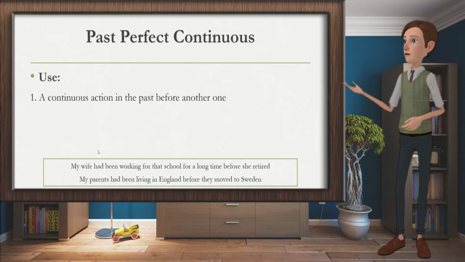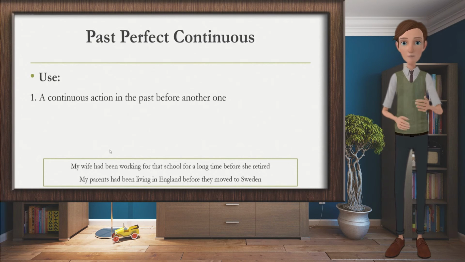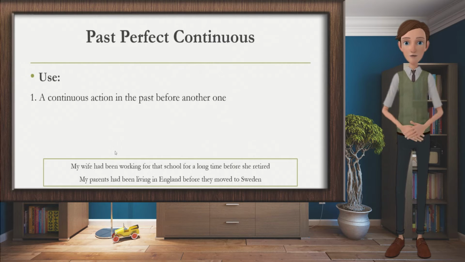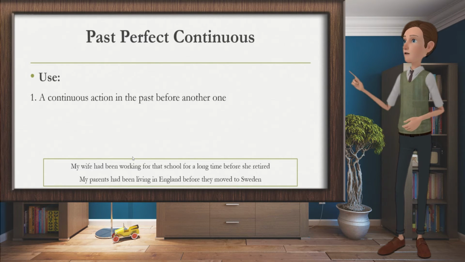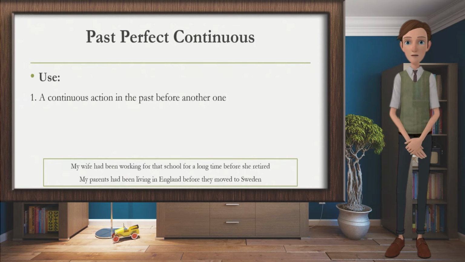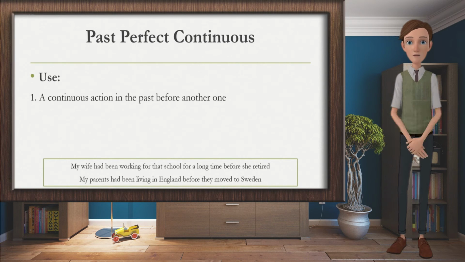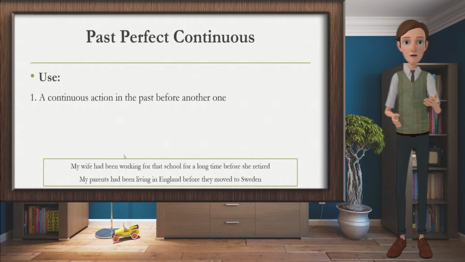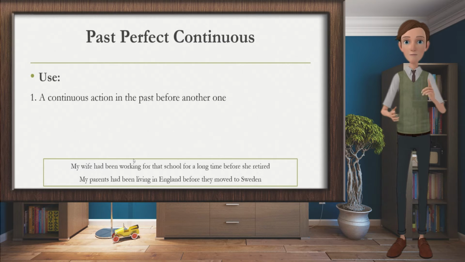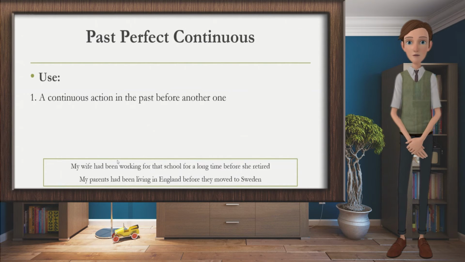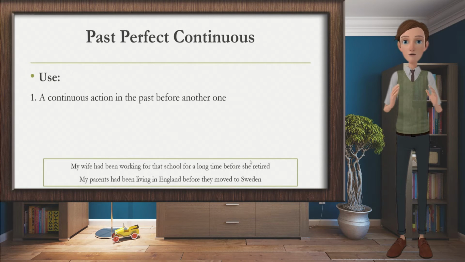So if it's in the past continuous, it will be an action that happened in the past in progress at a given time. Here, it's not at a given time, but it's an action that happened before another one, just like the past perfect. While the difference here between the past perfect continuous and the past perfect is that the past perfect continuous has an emphasis on the progress itself, on had been working for a period of time for that school before she retired.